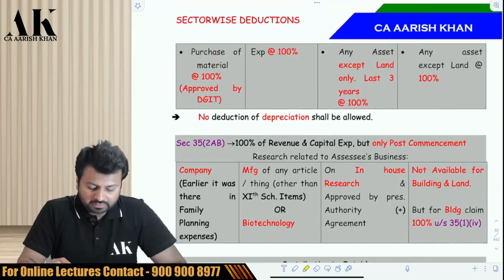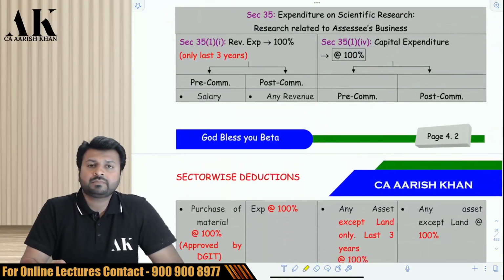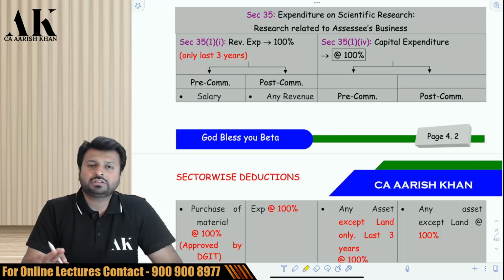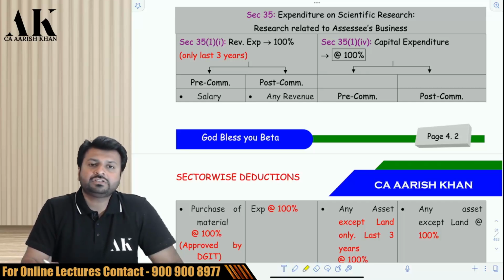And next one is what? Next one talks about scientific research expenditures. So there are 7 sections over here in all. Section 35 subsection 1 clause 1, section 35 subsection 1 clause 2, section 35 subsection 1 clause 2a, section 35 subsection 1 clause 3, section 35 subsection 1 clause 4, section 35 subsection 2a, section 35 subsection 2ab. These are the 7 sections which we are going to do one by one.